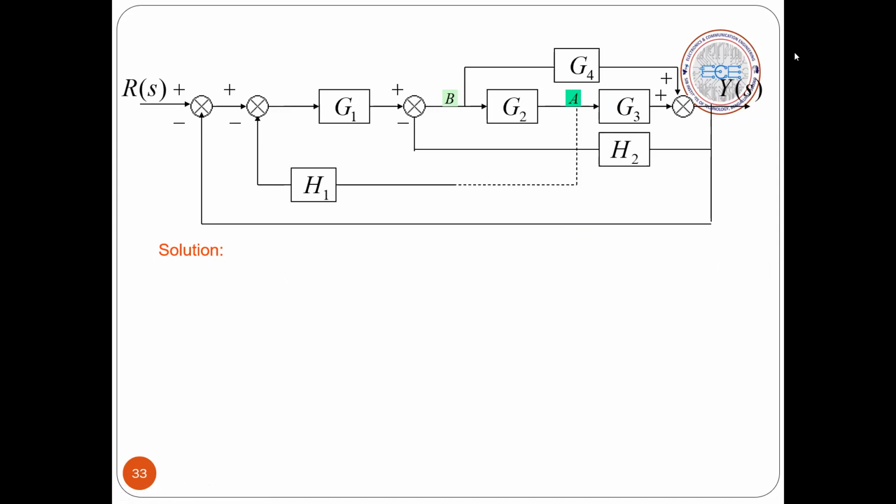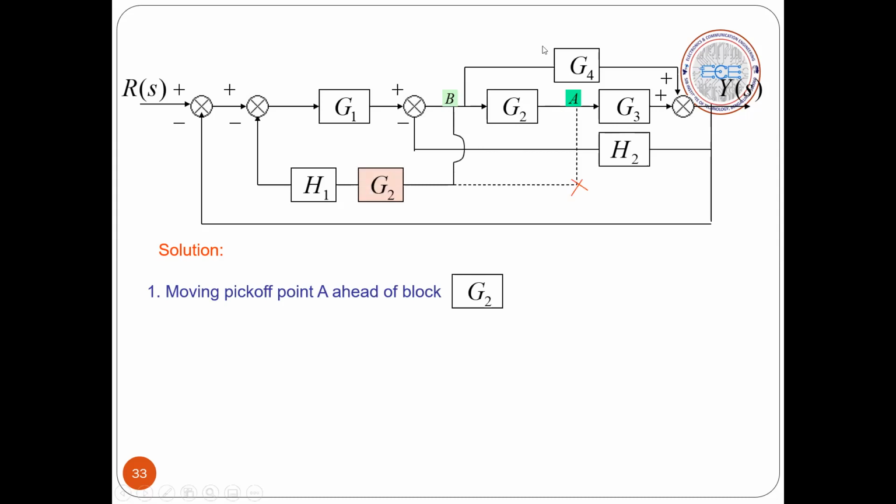So first, as I said, you have to shift this takeoff point from point A to point B. I repeat, from point A to point B, you have to move the takeoff point. Then you can see that G2, G3 will be in cascade. Correct? So let's do that. So you have to shift this takeoff point.